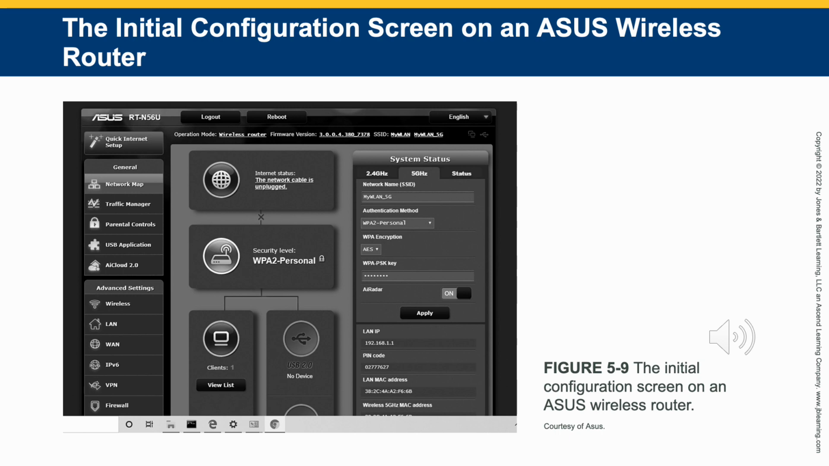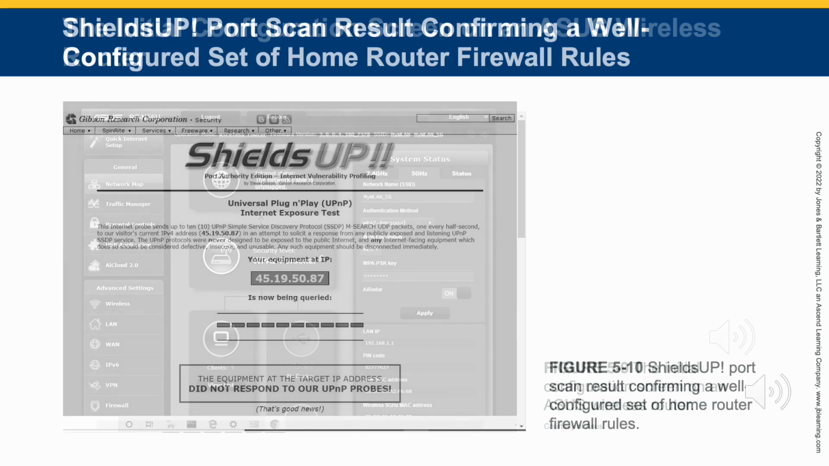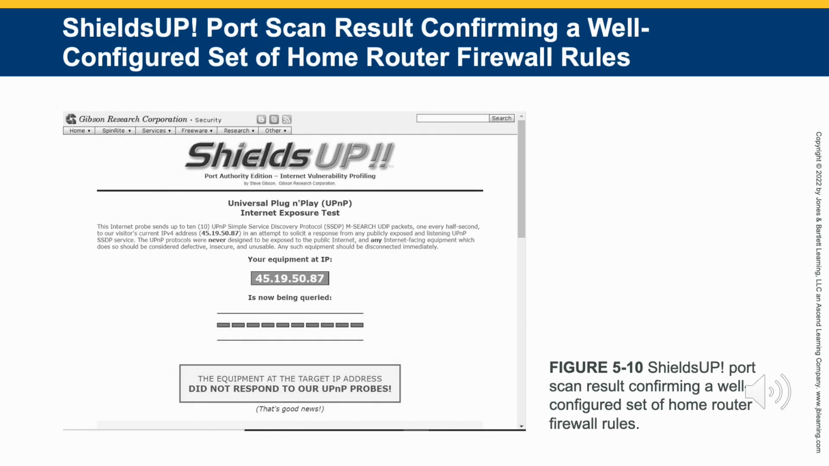Here's an example of an internal configuration screen on an ASUS wireless router, and Shields Up port scan results confirming a well-configured set of home router firewall rules. Here we see the Shields Up web page. It's going to do a scan for Universal Plug and Play, and it sees this is your IP address, 45.19.50.87. It's going to probe the device. If it doesn't see anything, it's going to respond: did not respond to any of our Universal Plug and Play probes, which is an expected result and means you are secure.